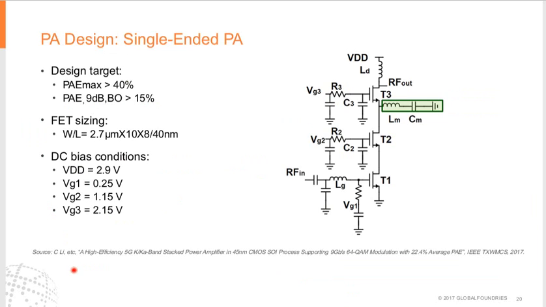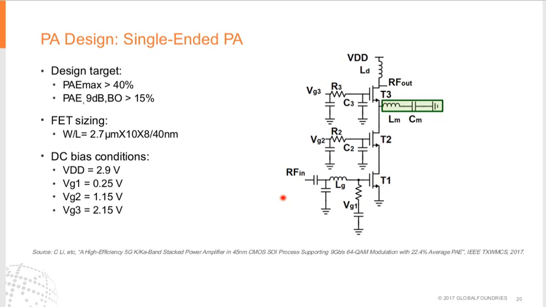Now we are talking about the PA. The PA is a core block for the front-end model design. And the design target is when we back off 9 dB, we hope the PAE can still be better than 15%. So if we operate the PA in class AB or class B, the PAE should be larger than 40%.